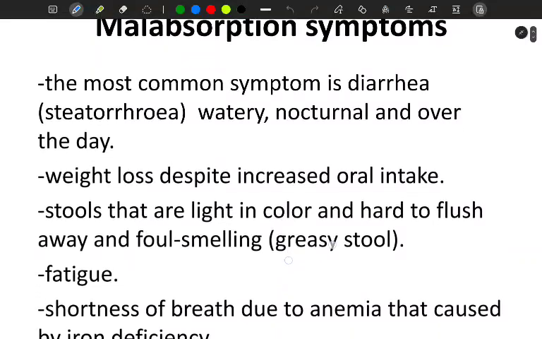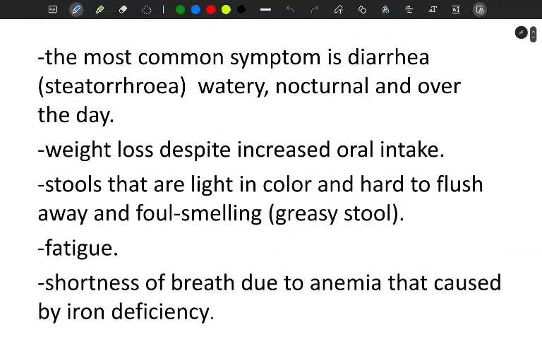The most common symptom is diarrhea, often steatorrhea, nocturnal and over the day. It is steatorrhea because of the fat. Despite increased caloric intake, they have weight loss. Stools are light in color and hard to flush, greasy because of the fat they contain, and foul smelling. Fatigue, because they don't have calories, they don't have ATP, so they fatigue easily. Shortness of breath due to anemia, because of malabsorption of iron, folate, B12, whatever the cause.